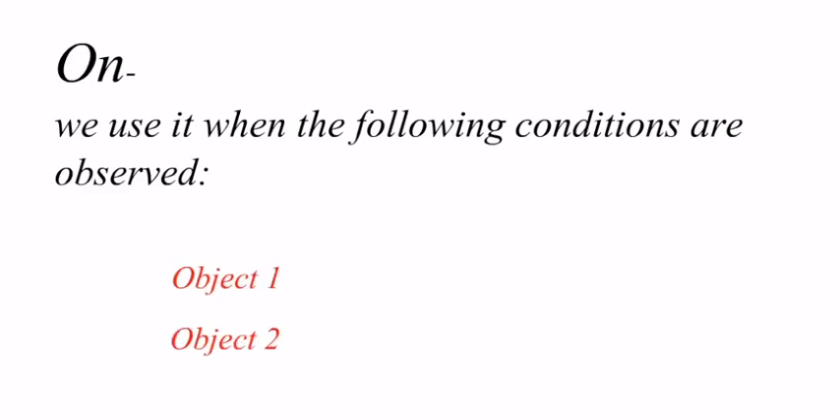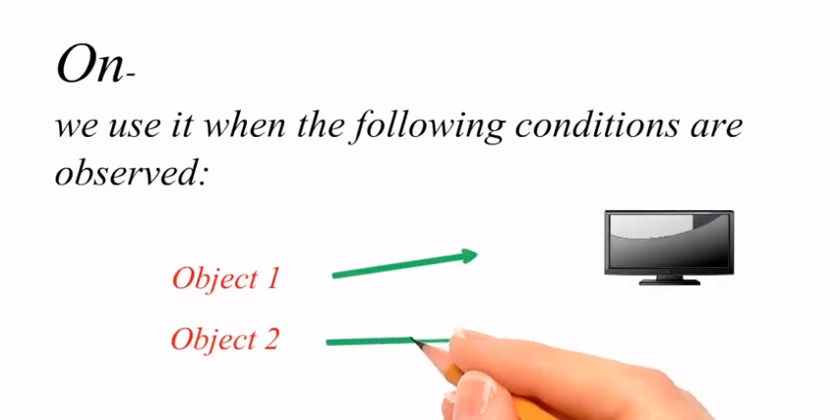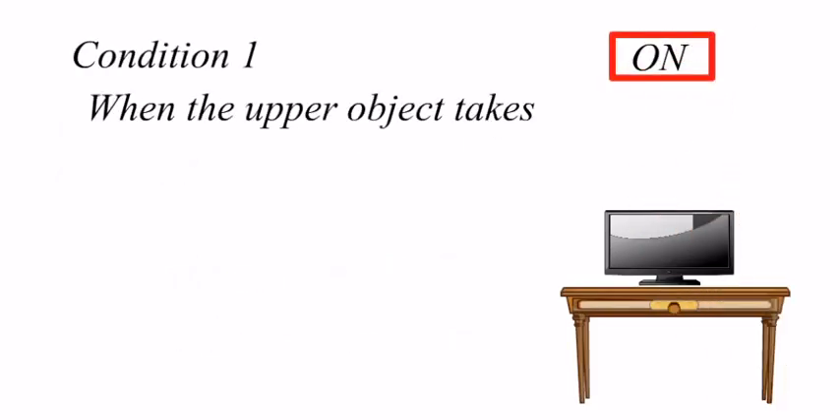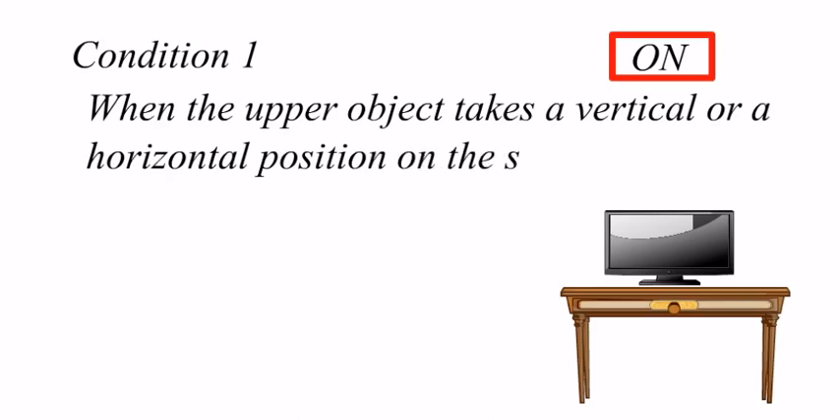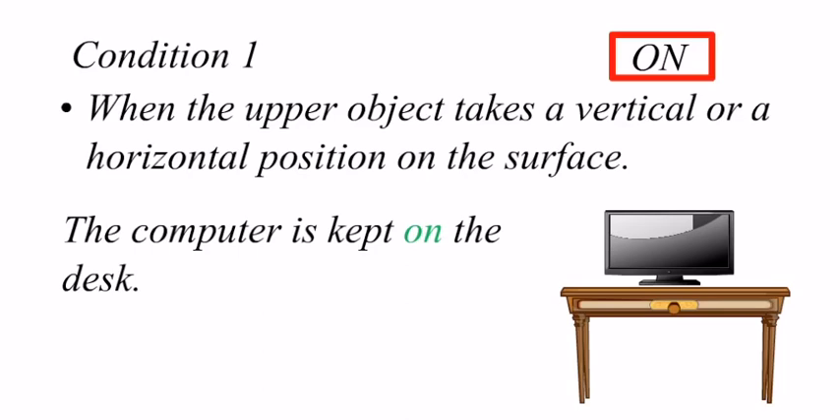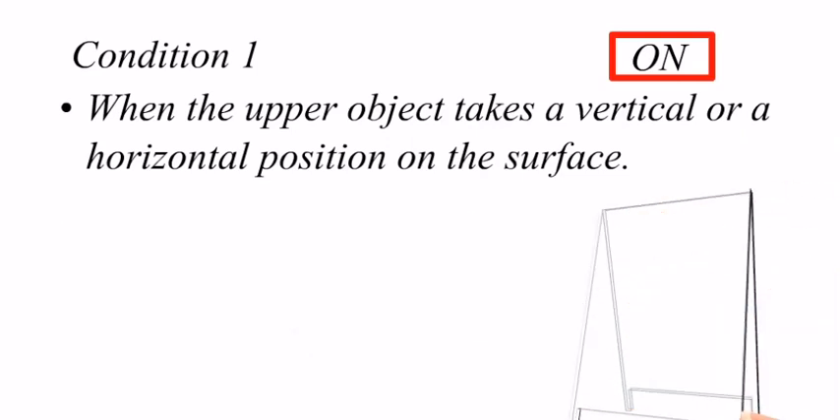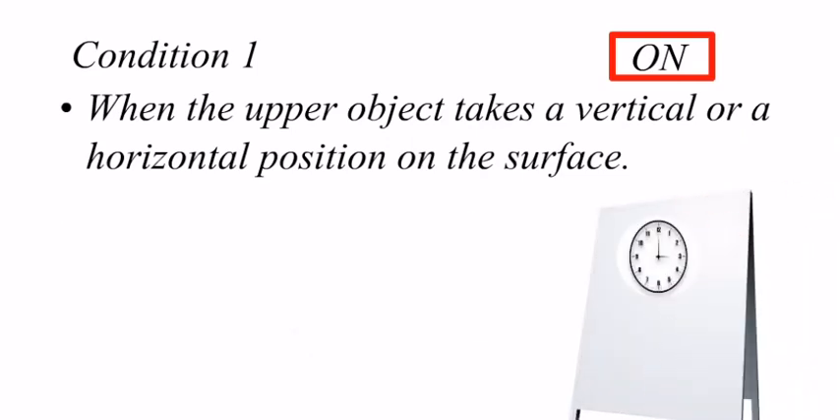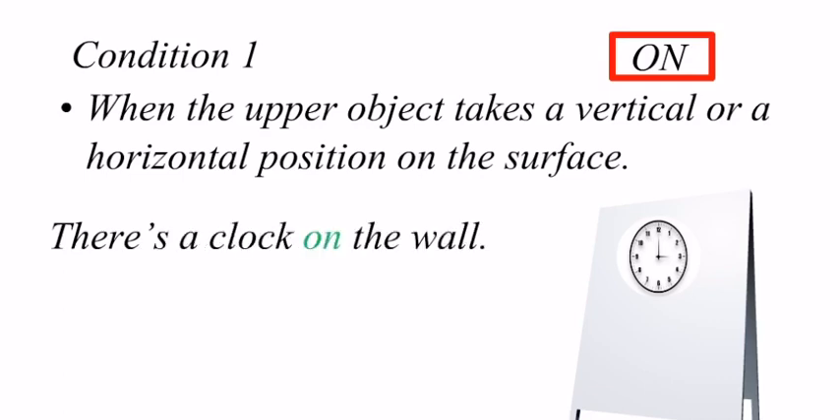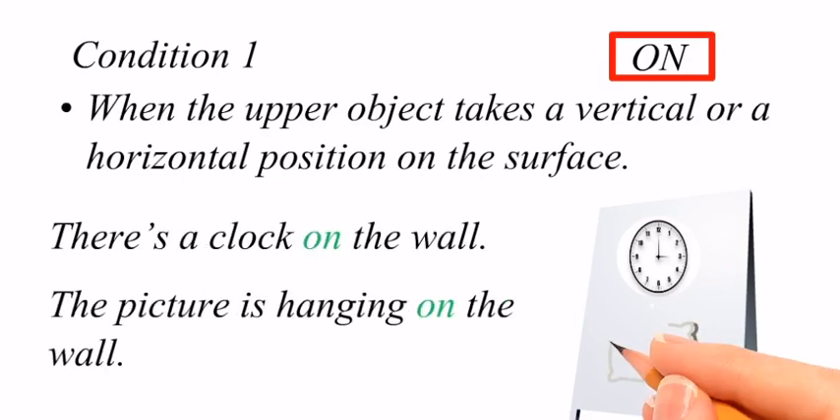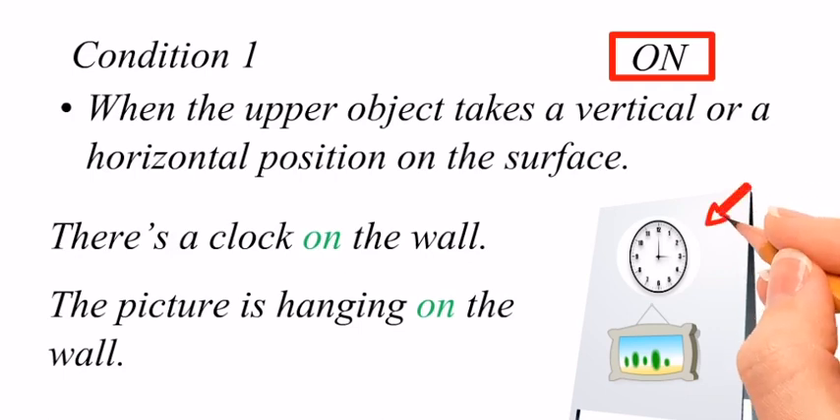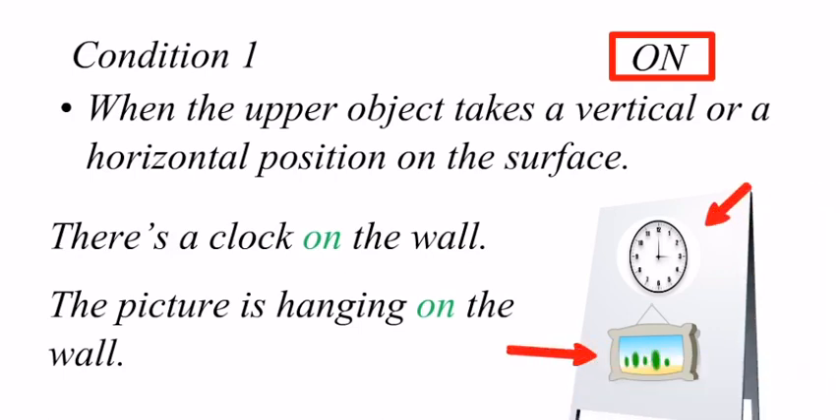Let's suppose we have two objects. One is the upper object and the second one is the lower object. Condition 1. When the upper object takes a vertical or a horizontal position on the surface. For example, the computer is kept on the desk. Here the computer is the upper object and the surface is of the desk. Also, in case of flat surfaces like a wall, preposition on can be used. For example, there is a clock on the wall. The picture is hanging on the wall. So in both the examples, the clock and the picture are positioned on the wall.